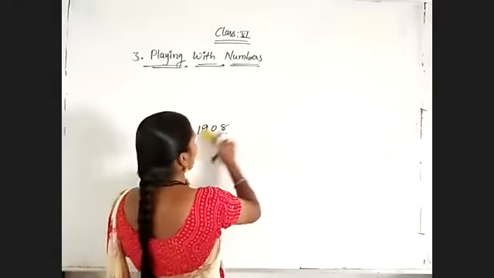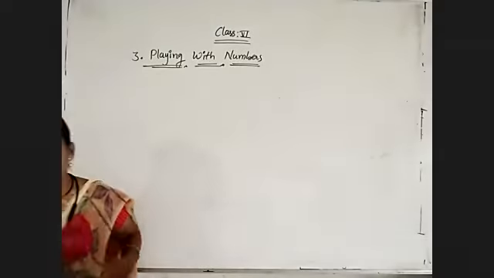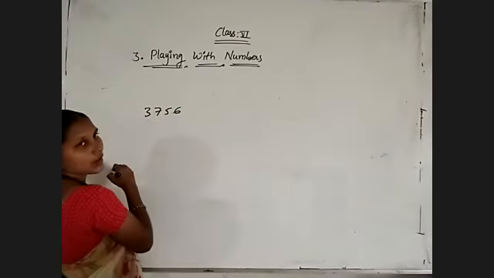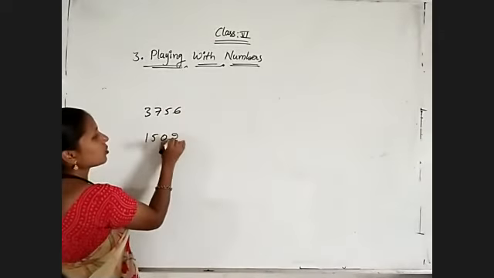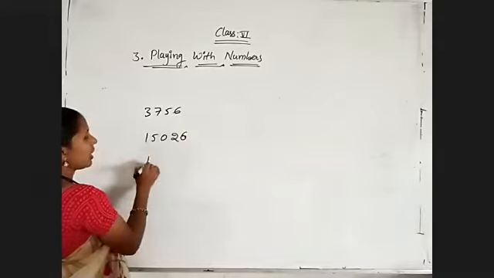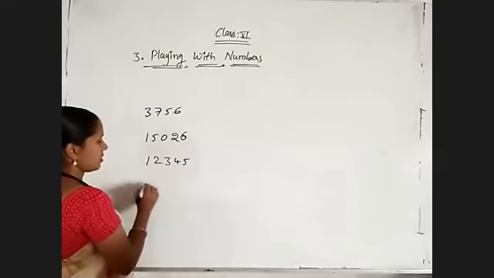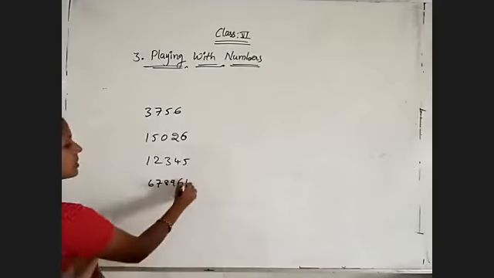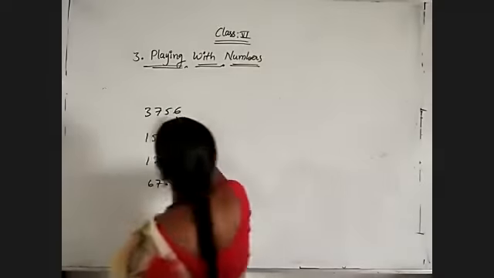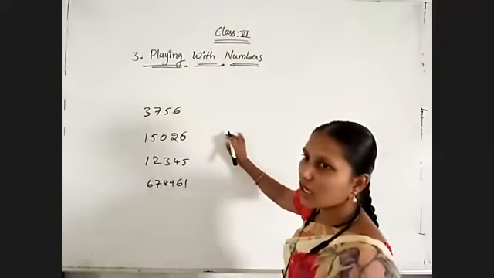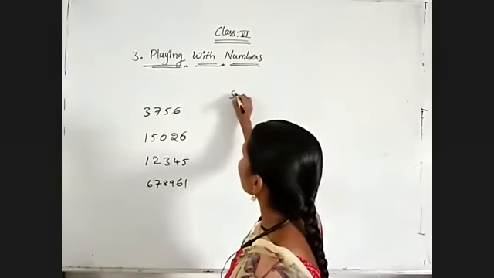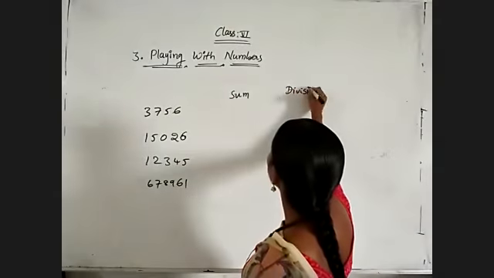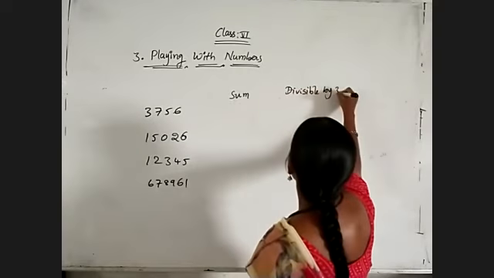So I am using some more examples. Then you will understand better. I am using 3, 7, 5, 6 as one of my numbers. 1, 5, 0, 2, 6. And 1, 2, 3, 4, 5. 6, 7, 8, 9, 6, 1. Like this I have the numbers. I want to check whether these are divisible by 3 or not. So find the sum of the digits, and check whether it is divisible by 3 or not.